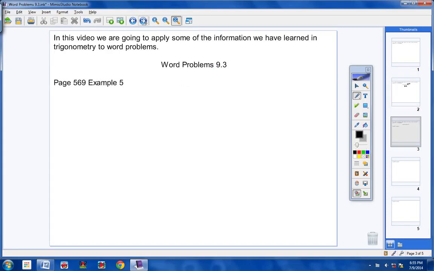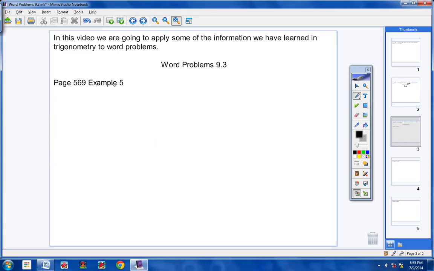Okay, moving on. Go ahead and turn your books, if you would please, to page 569, example number 5. If you need to pause the video, feel free to do that. If you look on this page, example number 5, you're going to see they give you a picture already of the situation. Now, I'm not a huge fan of giving you pictures on your tests this year, so really you're going to have to learn to draw your own drawings or sketches.